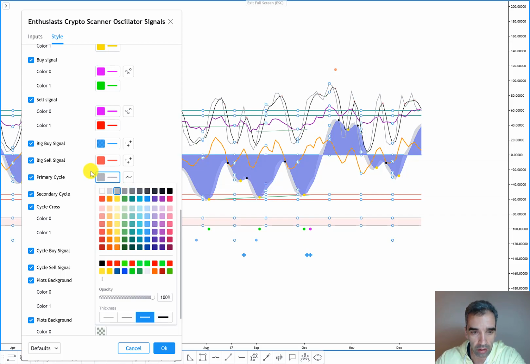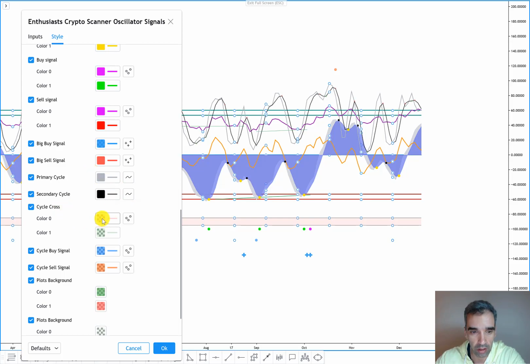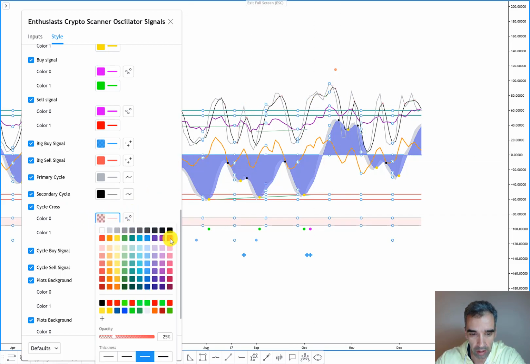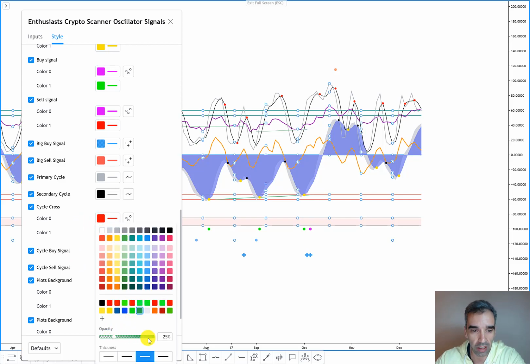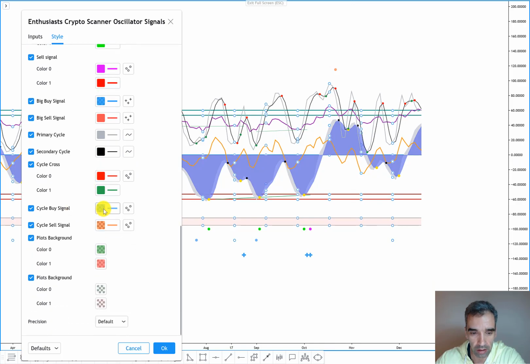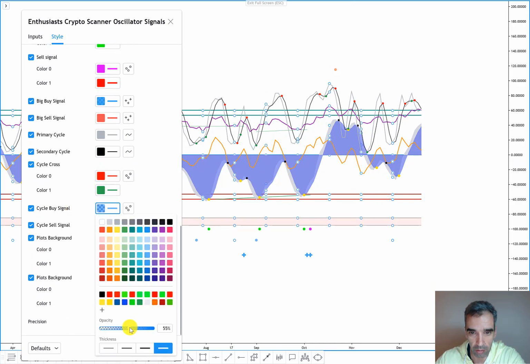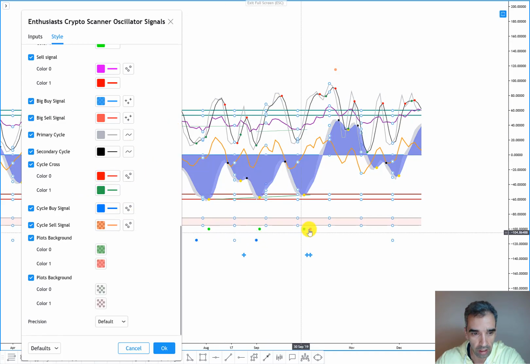Okay. So cycle crosses. So these are some dots that we have here. Just explaining to you guys. This is red or pink, red dots. There it goes for green as well. So I'm making the configurations here in front of you guys, making this video a little bit longer. Our cycle buy signals. So some dots in blue. It will be coming here in the bottom. You see our buy signals.